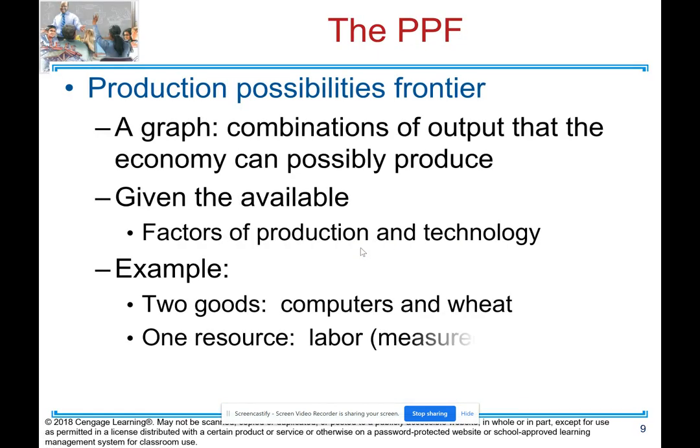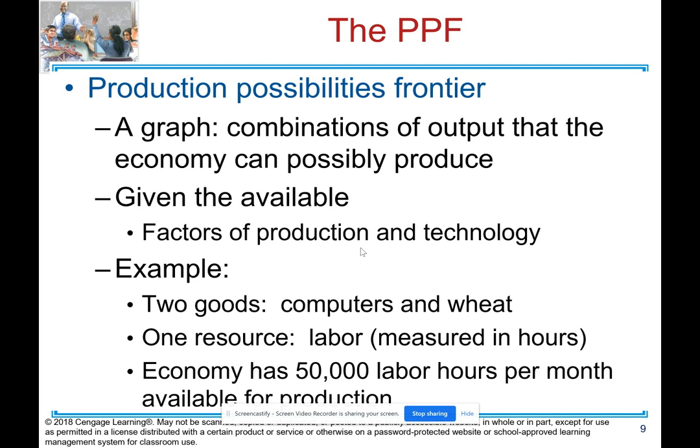The second model we're going to look at is the production possibilities frontier. It is a graph which shows combinations of output that an economy can possibly produce given the available resources and, of course, technology. Now, the production possibilities frontier really is a device that illustrates and really clarifies the economic problem, which means limited resources, and so choices must be made.